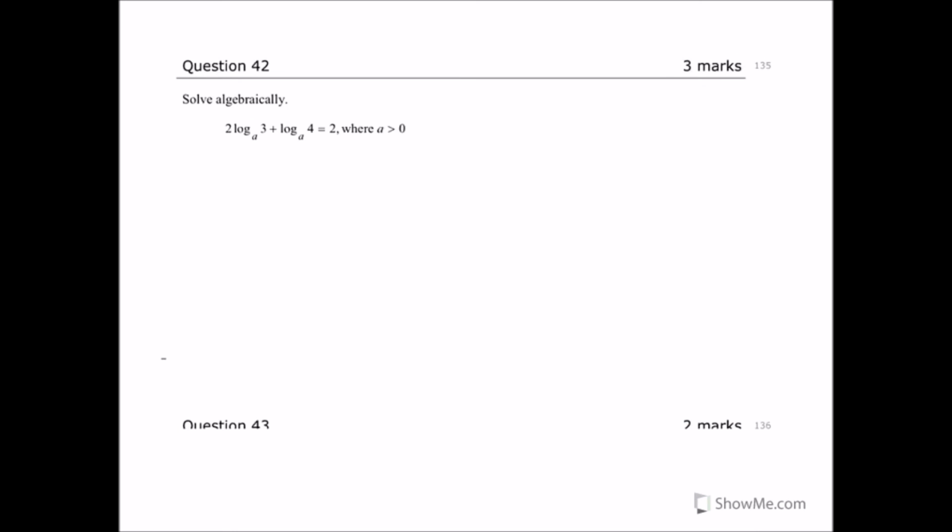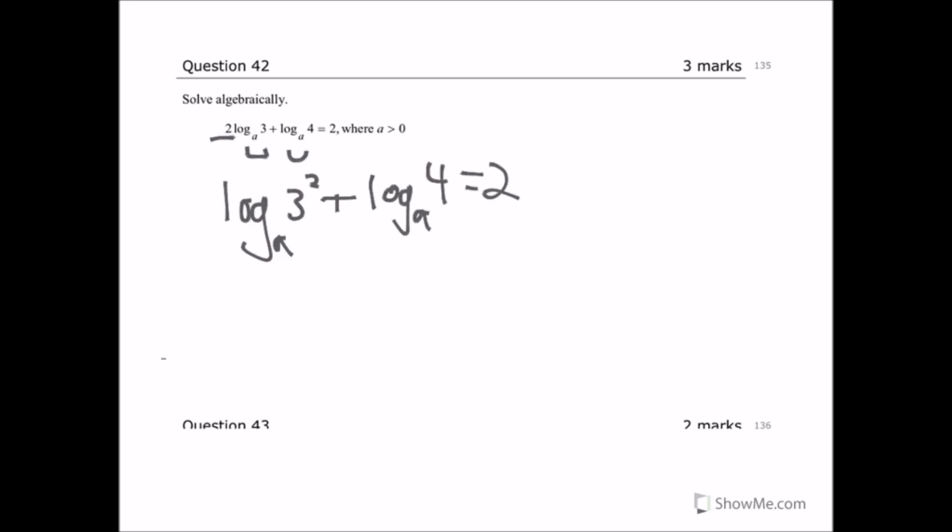42, solve algebraically. 2 log base a of 3 plus log base a of 4 equals 2. First thing I notice is that the bases are the same, so I'm going to put them together. Log base a of 3 squared, because the coefficient can come on top, plus log base a of 4 equals 2. This is 9, so we get log base a of 9 times 4, which is 36, equals 2.